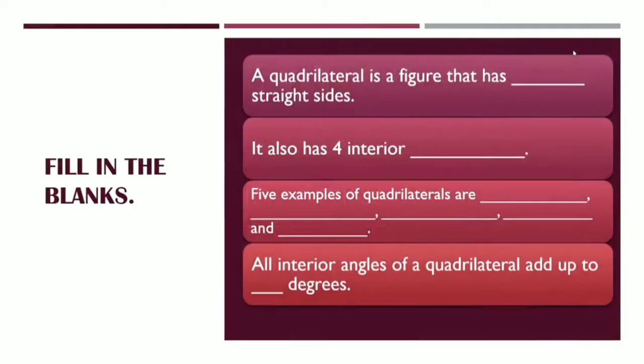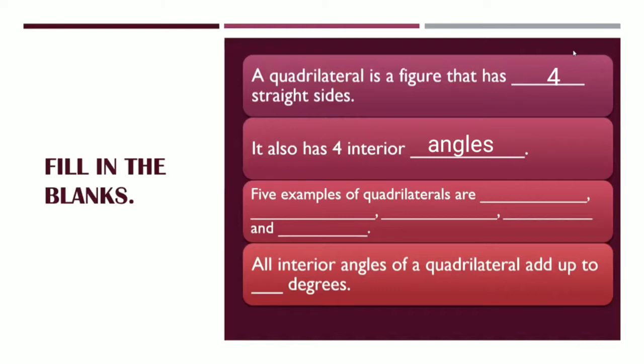All right, if you have not paused it yet, go ahead and pause it now because I'm about to reveal the answers. So here we go. A quadrilateral is a figure that has 4 straight sides. So the missing number there would have been 4. It also has 4 interior angles.